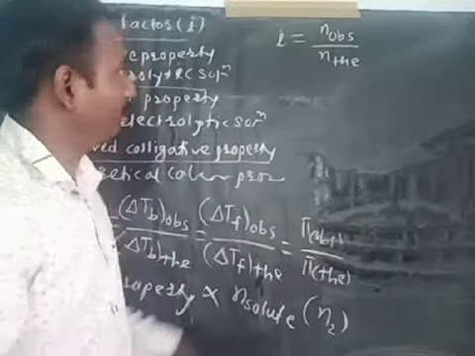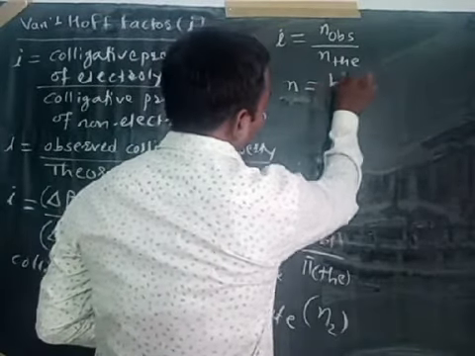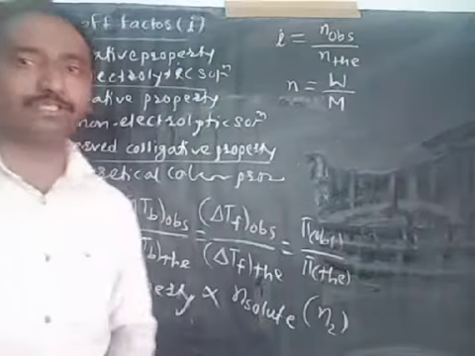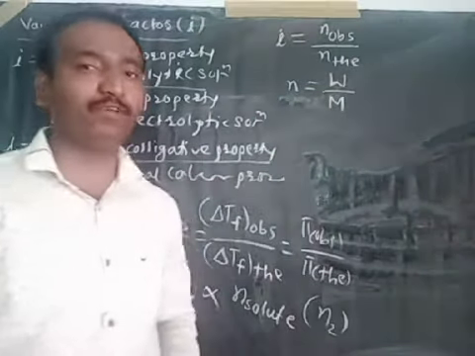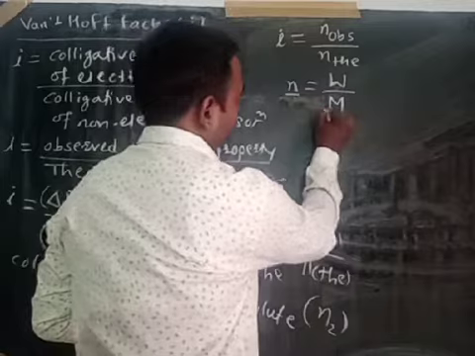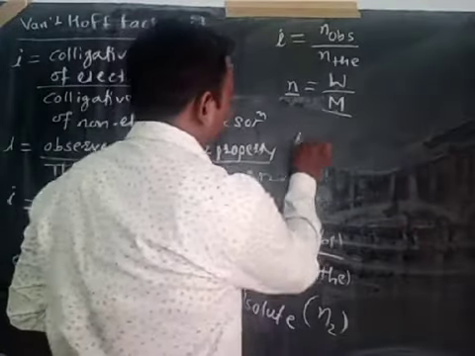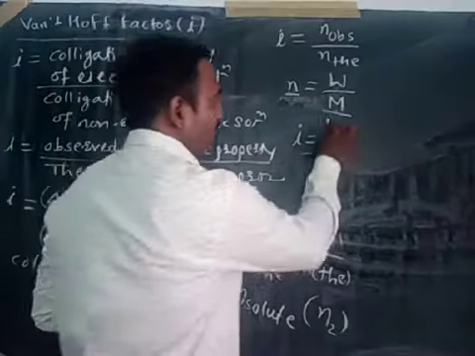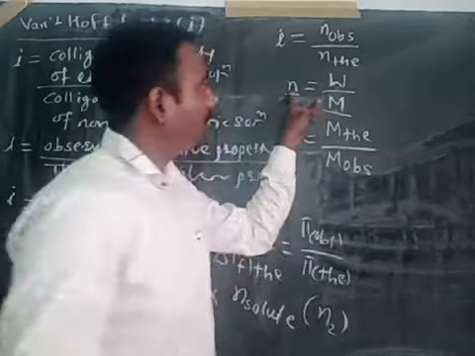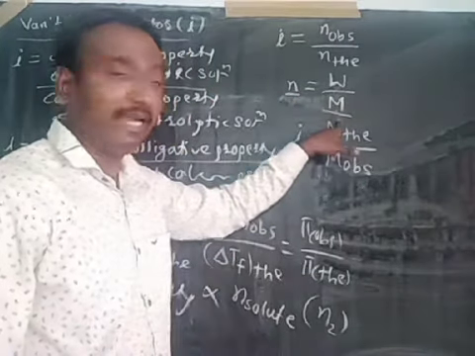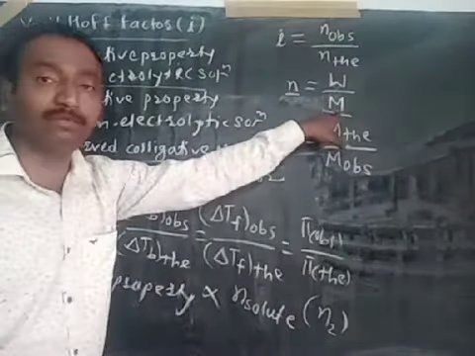We know that the number of moles is nothing but the given mass upon the molar mass. From this equation we can say that the number of moles is inversely proportional to the molar mass, and that's why i can be taken in terms of molar mass as M theoretical upon M observed. If the number of moles is inversely proportional to the molar mass, then the colligative property is also inversely proportional to the molar mass.